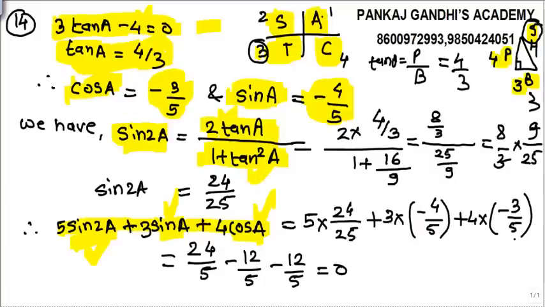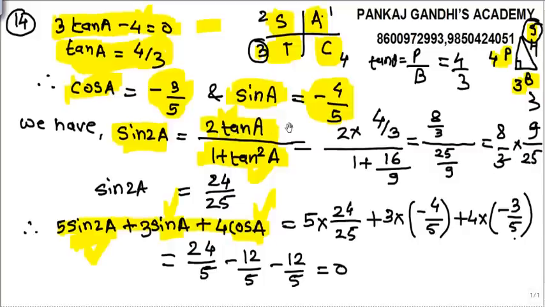Yes, we have this tan A value. Tan A is equal to 4 by 3. So let's put tan A is equal to 4 by 3. So 2 into 4 by 3 divided by 1 plus tan square A, means 16 by 9, because tan A is equal to 4 by 3. Let's solve it. This will become 8 by 3 divided by 25 by 9. It means 8 by 3 into 9 by 25. So here 3, 3 cancel. So it will come 24 by 25. So we got the value of sin 2A as 24 by 25.